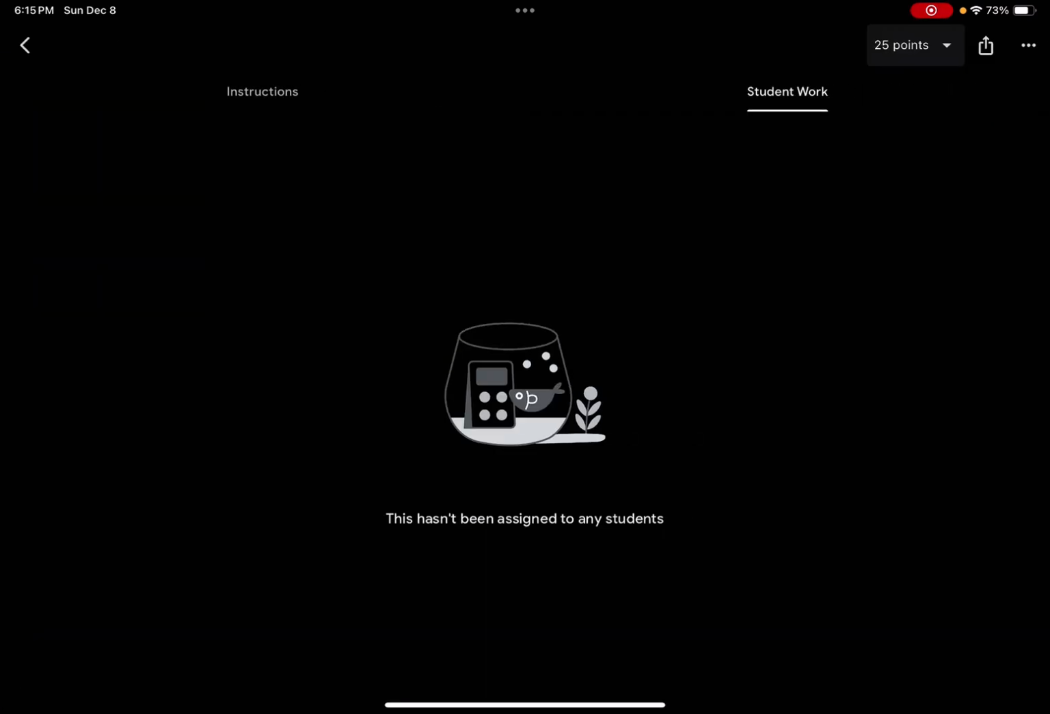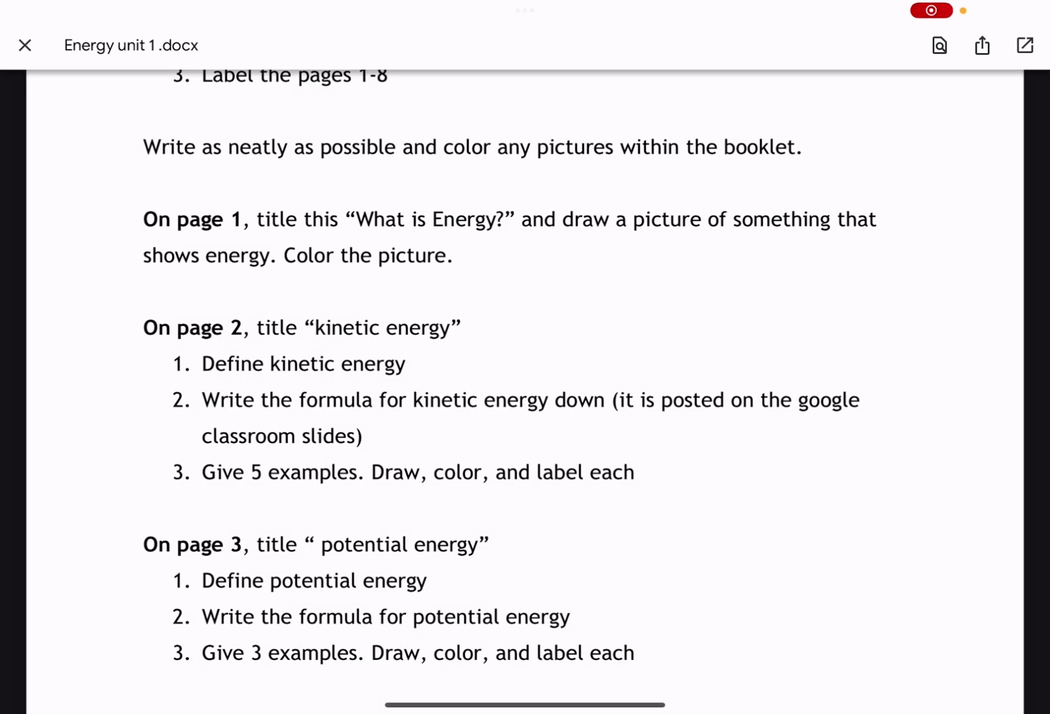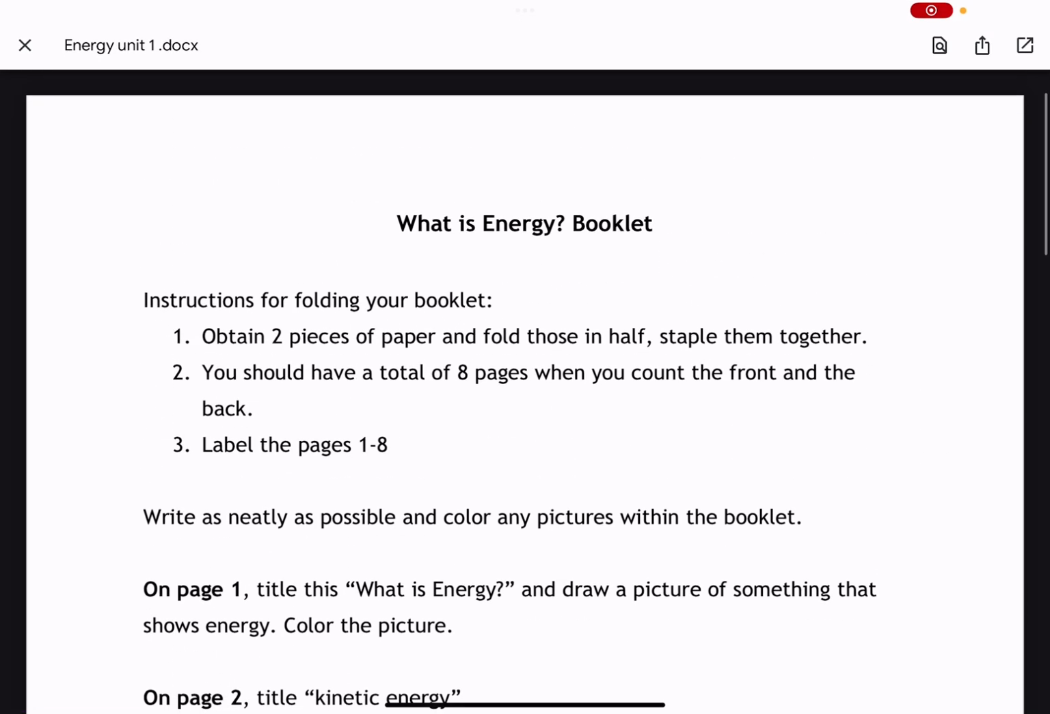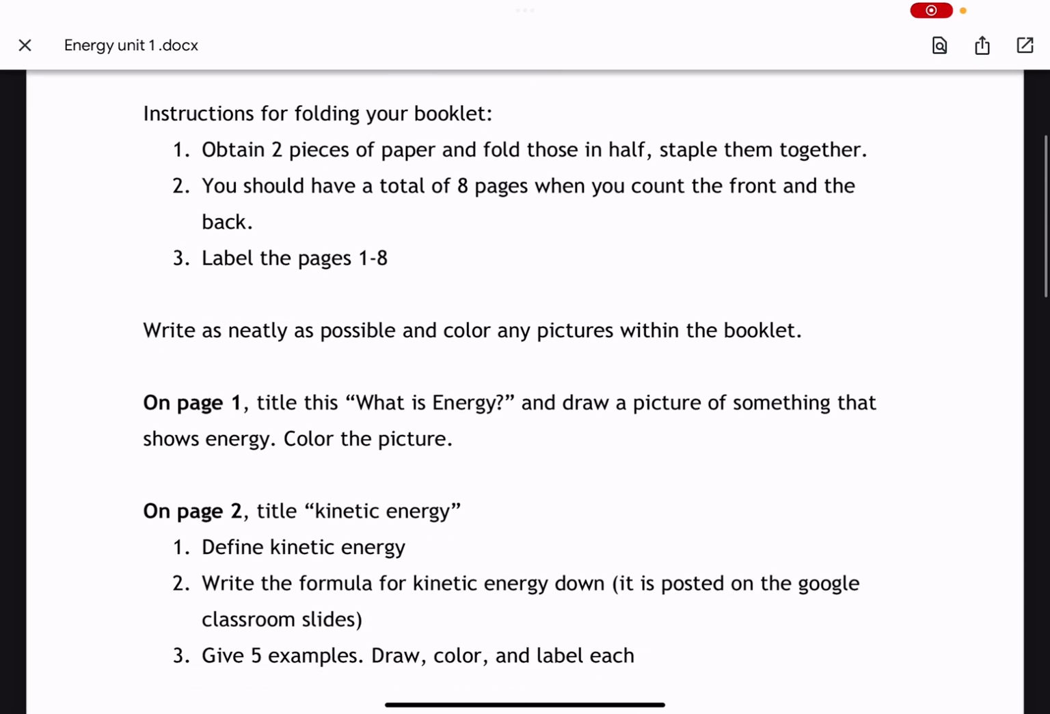Okay, so your first assignment will be, what is energy? You're going to create a booklet with the instructions provided. And you're going to have 8 pages, so you're going to label what is energy on page 1, and you're going to draw a picture of something that shows some energy, and you're going to color that. On page 2 and so on, you're going to list different types of energy, and you're going to draw pictures and give examples of how each one demonstrates that type of energy.